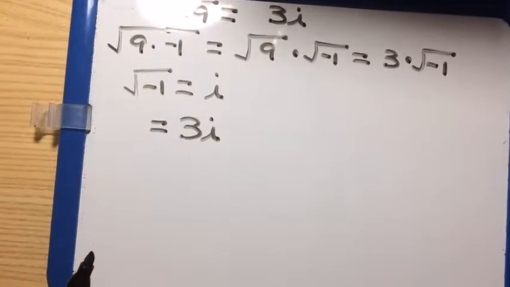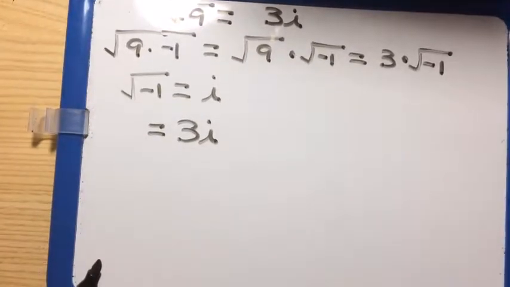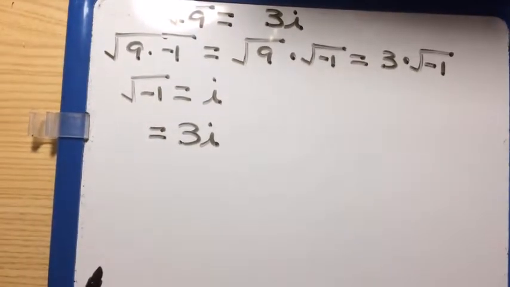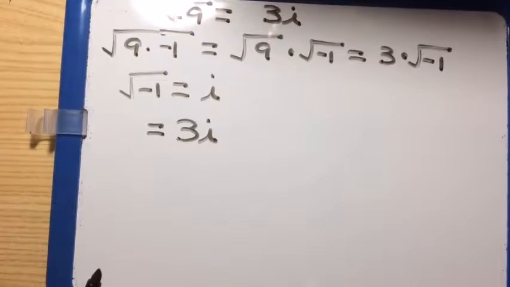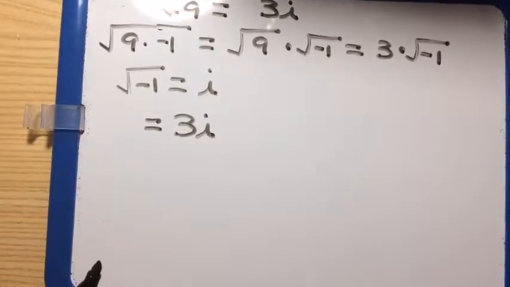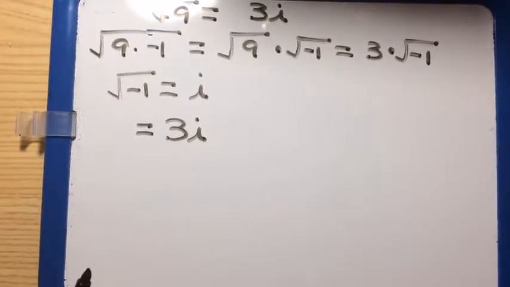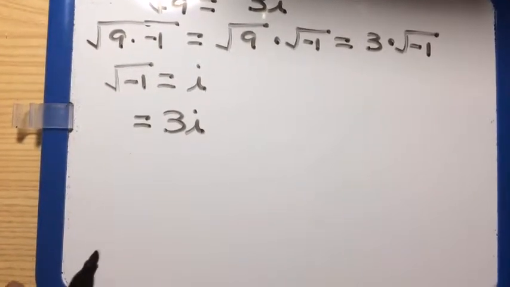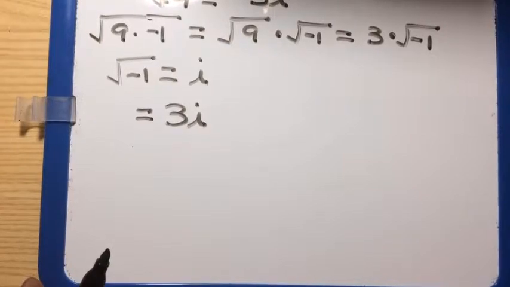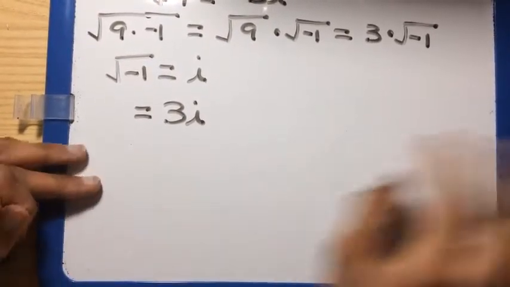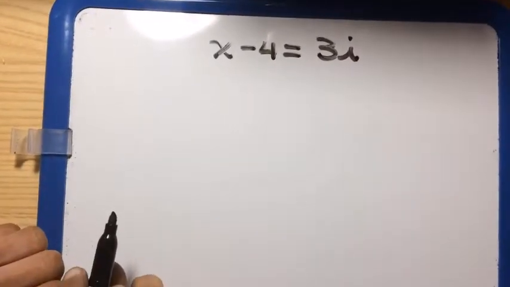The square root of negative 9 is equal to 3i because the square root of negative 9 is equal to the square root of 9 times negative 1, which is equal to the square root of 9 times the square root of negative 1, which is equal to 3 times the square root of negative 1. And since we know the square root of negative 1 is equal to i, we're left with x minus 4 is equal to 3i.